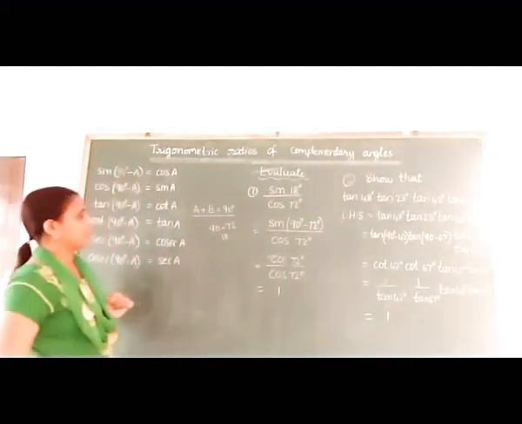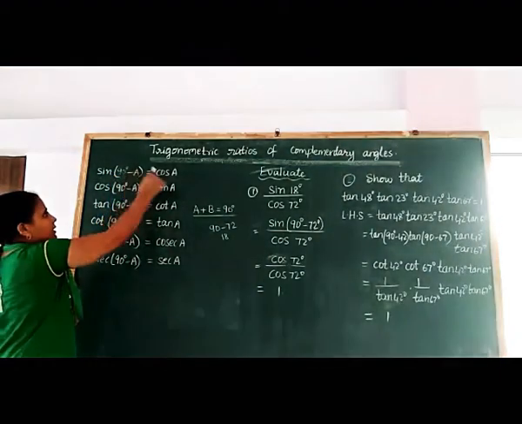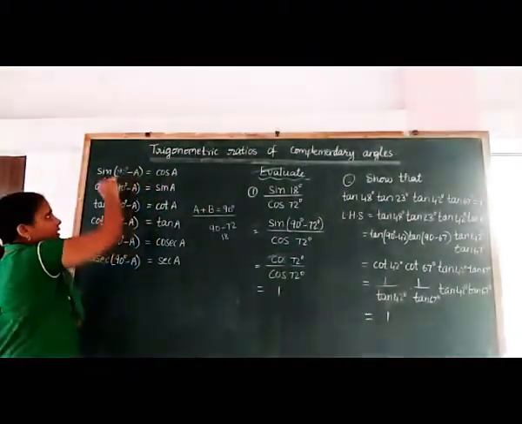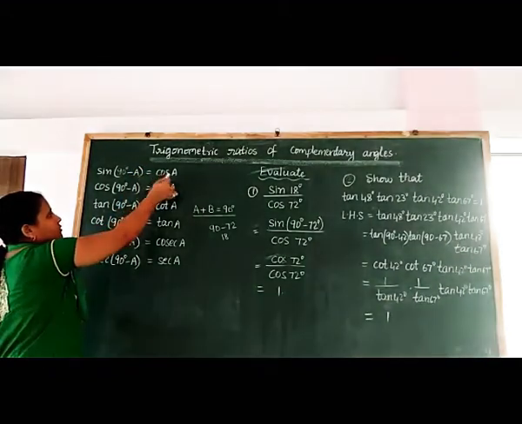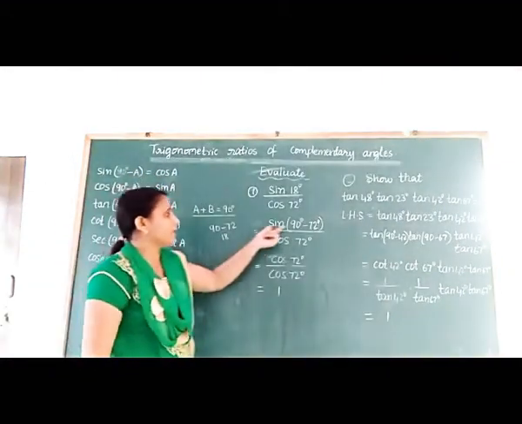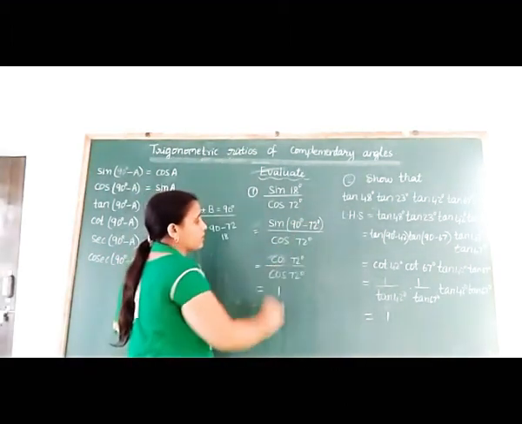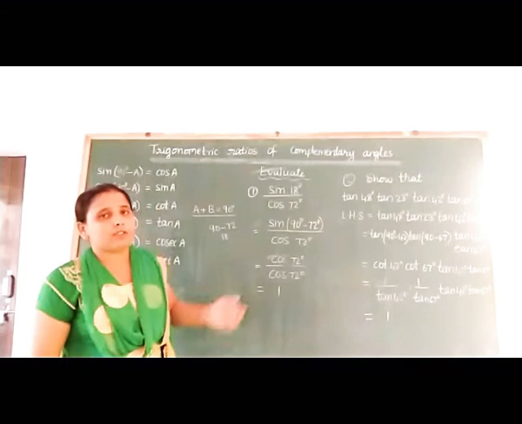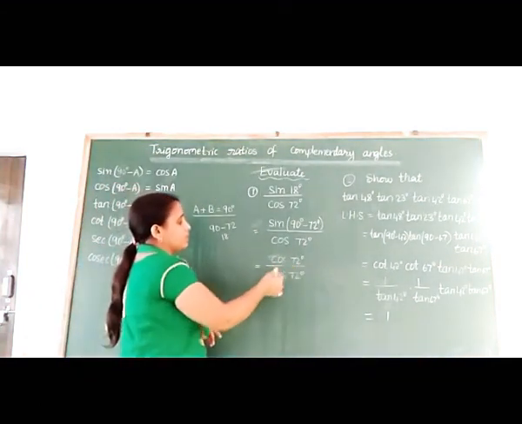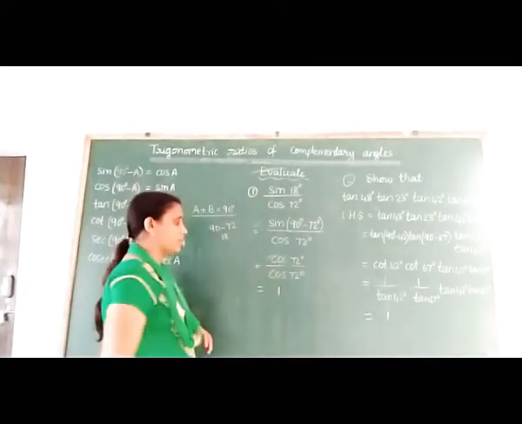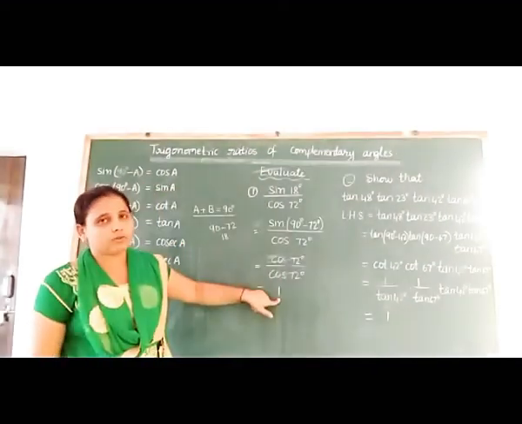Now come to the formula. What we have studied from this formula: sin 90 minus A is equal to cos A. It converts into cos, with the angle. So this one, sin of 90 minus 72, will convert into cos 72 degree, and below in cos 72 degree we are doing nothing. So it came cos 72 degree upon cos 72 degree. So this one and this one will be cancelled, and the value will become 1.